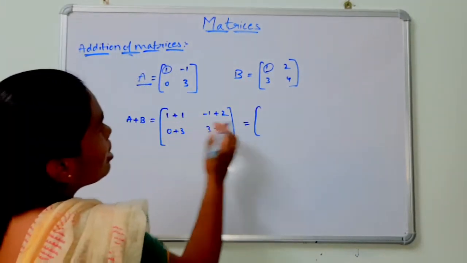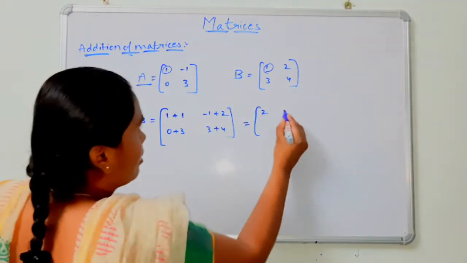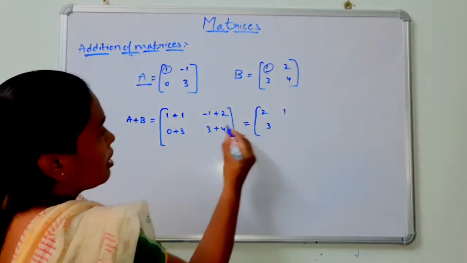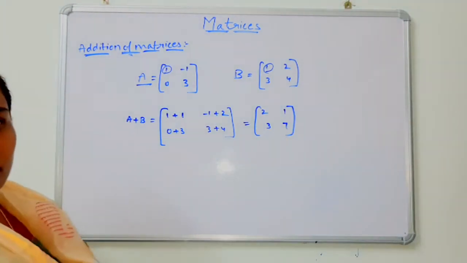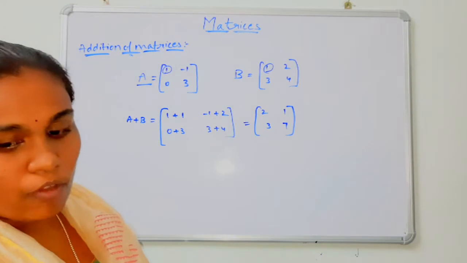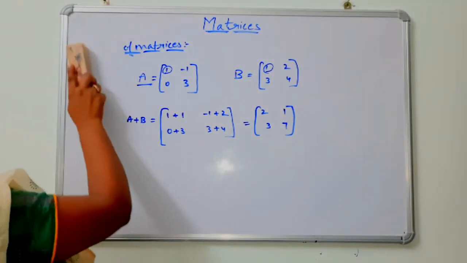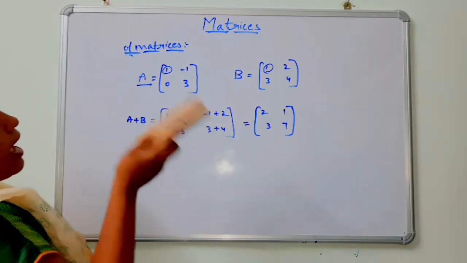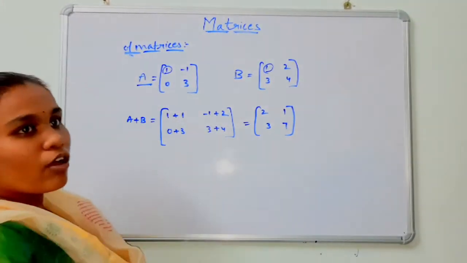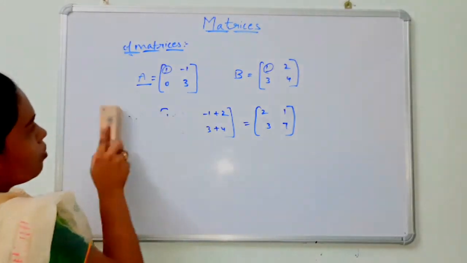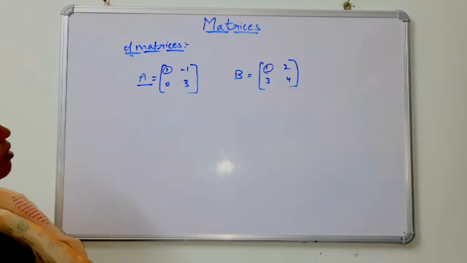So the answer will be: 1 plus 1 is 2, minus 1 plus 2 is 1, 0 plus 3 is 3, 3 plus 4 is 7. Okay, and next, subtraction of the matrices. Subtraction is also the same as addition of the matrices. Here also, subtracting the corresponding elements of matrix B from the elements of matrix A is known as the subtraction of the matrices. Let us see now.